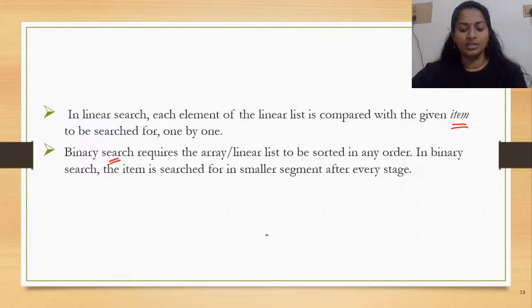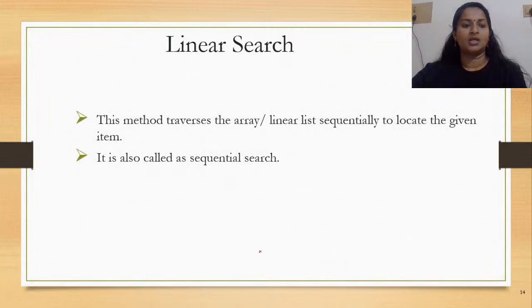So moving on. So linear search. Now this method traverses the array or the linear list sequentially to locate the given item. Now we had already seen this in the definition of the searching technique, right? What does the method do? The method traverses the array or the linear list sequentially to locate the given item.